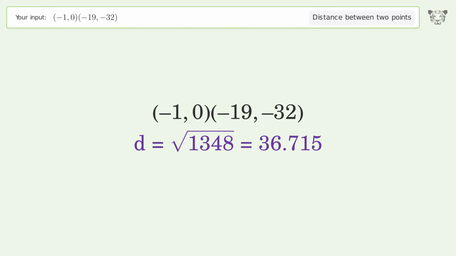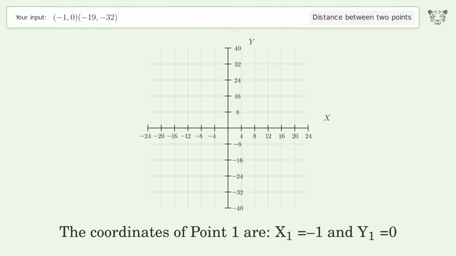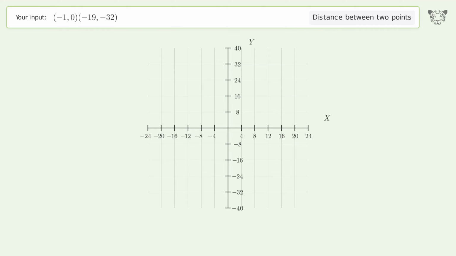The coordinates of point 1 are, x1 equals -1 and y1 equals 0. The coordinates of point 2 are, x2 equals -19 and y2 equals -32. D is the distance between the 2 points.